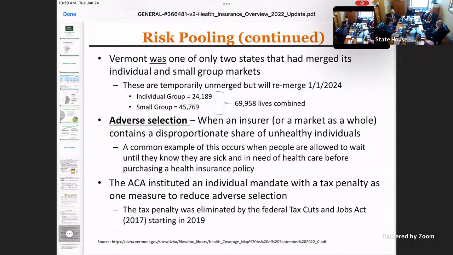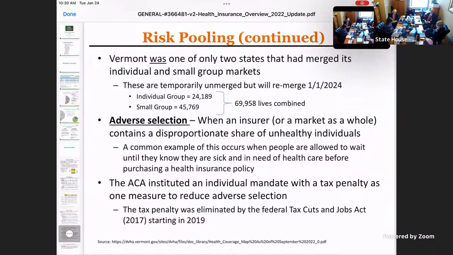Just to add on to that, when we're talking about merging and unmerging, we're talking about which pools of people our premiums are going to be based on. Right? So when the individual and small markets were merged, all of those individuals within Vermont Health Connect were part of the same pool of people. So calculating premiums for each of those plans was based on the healthcare costs of both individuals and anyone who is participating in the small group plan.